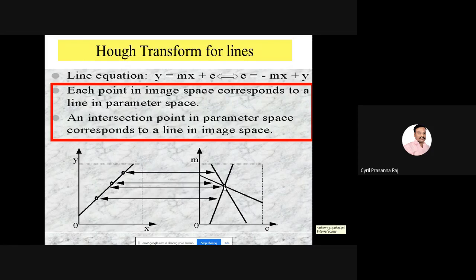So you come across an intersection point in the parameter space, and each of these points, if you take them individually, will lead to a line in the parameter space.